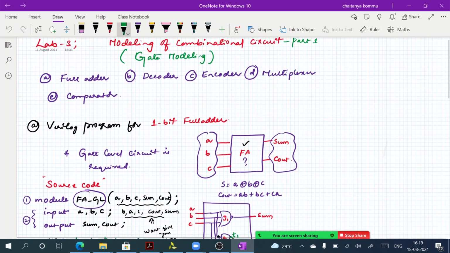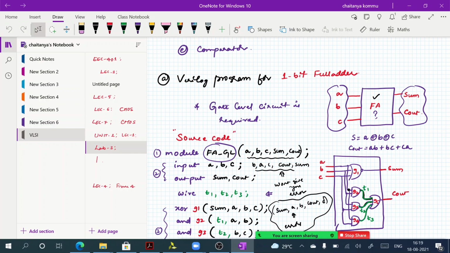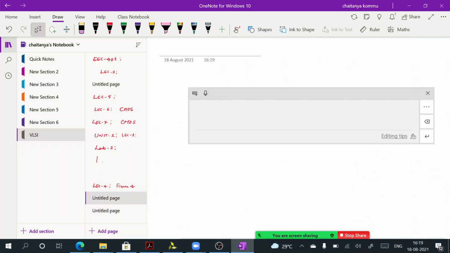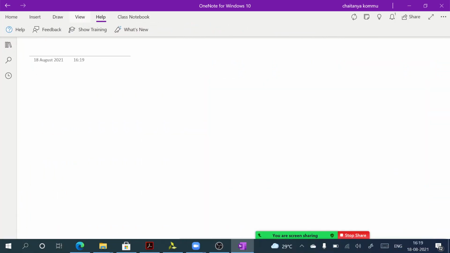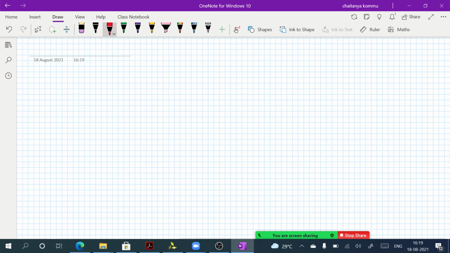So in the last lab, this is what we have seen. Today, quickly let us do the same problem with the help of a different approach. So it's lab number 4. Modeling of combinational circuits.